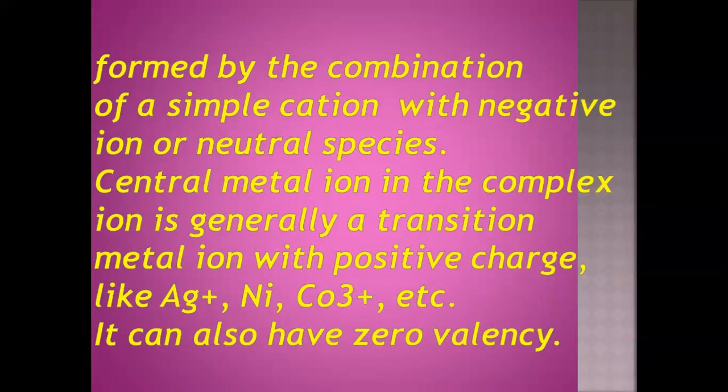It is formed by the combination of a simple cation from d block elements or transition elements with negative ions or neutral species. These are called ligands, and the metal ion is called the central metal ion. The central metal ion is generally a transition metal ion with positive charge, like Ag plus, Co3 plus, etc. It can also have zero valency, like nickel. Here, the valency of nickel is 0, of Ag is +1, and of cobalt is 3+.